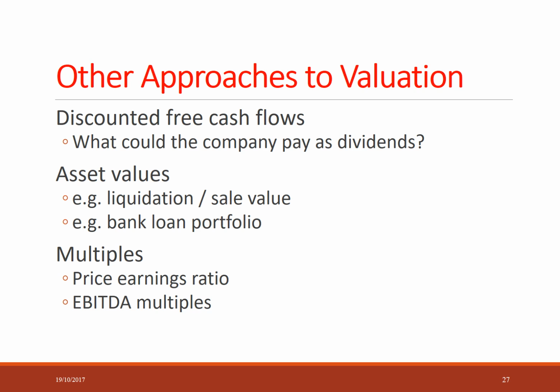Other approaches to valuation include, firstly, the discounted free cash flows method. So instead of looking at dividends, we could do a free cash flow analysis where we estimate future cash flows from the firm and we discount the expected cash flows back. We could also look at asset values and compare that with other peers. We could also use multiples, so we compare the different ratios of the firm with their peers, and using these ratios we work out the relative value of the firm compared to peers of different sizes.